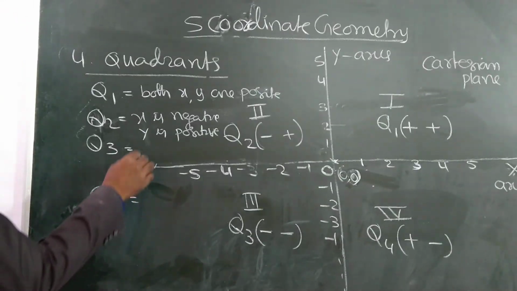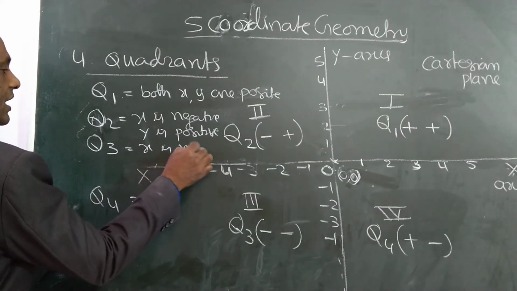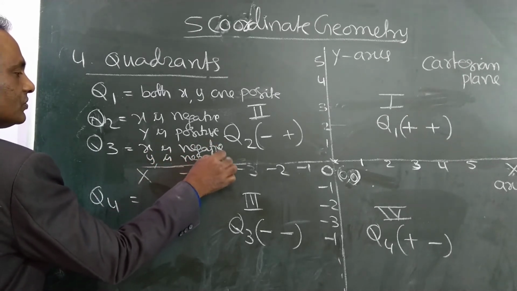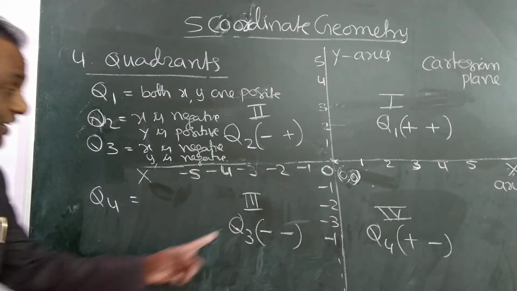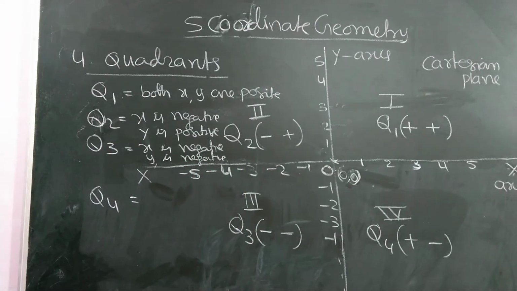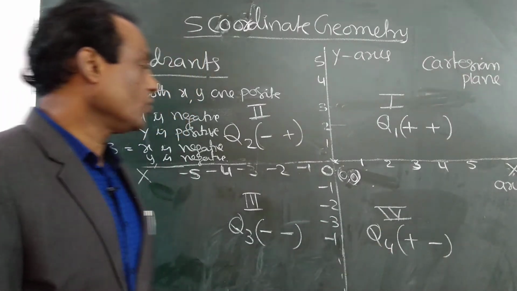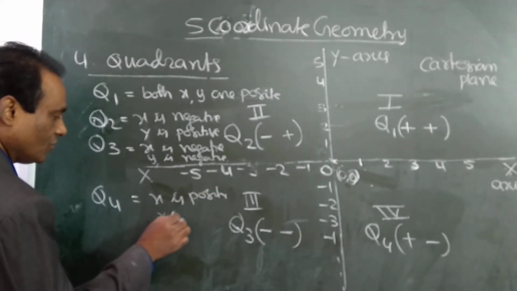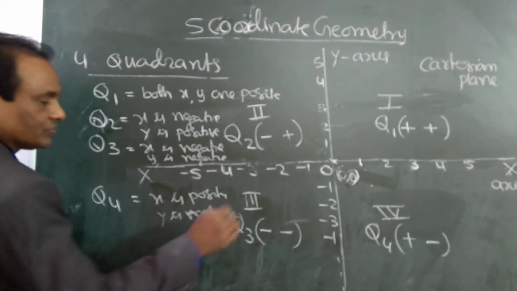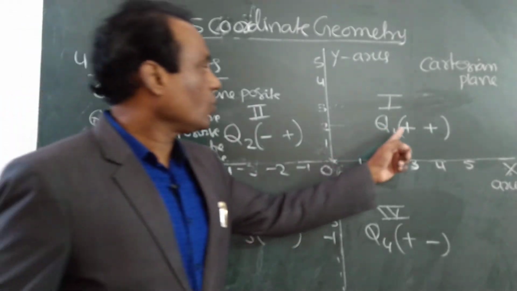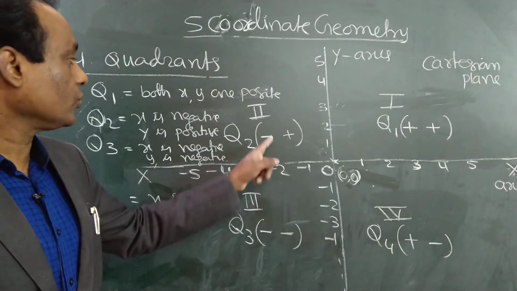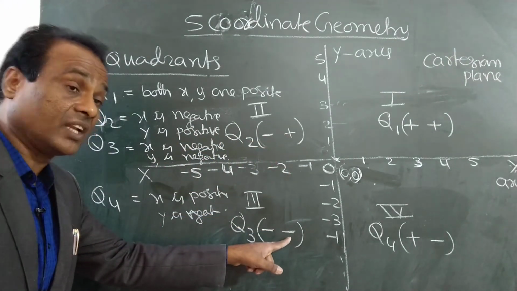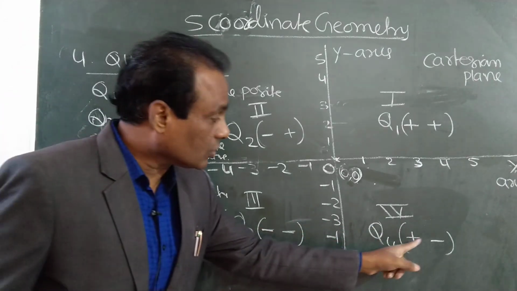Third quadrant, x is negative, y is negative. Q3, x is negative, y is negative. Q4, x is positive, y is negative. Q1, both x and y are positive. Second, x is negative, y positive. Third, x negative, y negative. Fourth, x positive, y negative.